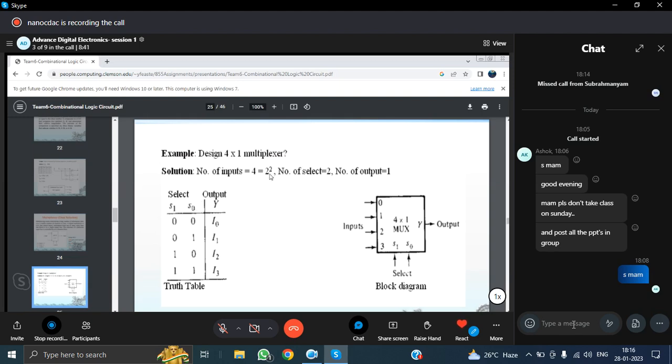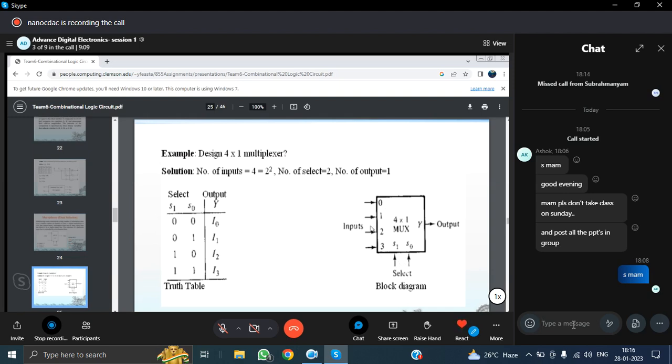Okay. So for 2 power 2 select lines, I am taking the combinations 0 0, 0 1, 1 0 and 1 1. So the inputs are I0, I1, I2 and I3. Out of these 4 inputs, depending upon the select line, one input will be derived as the output.